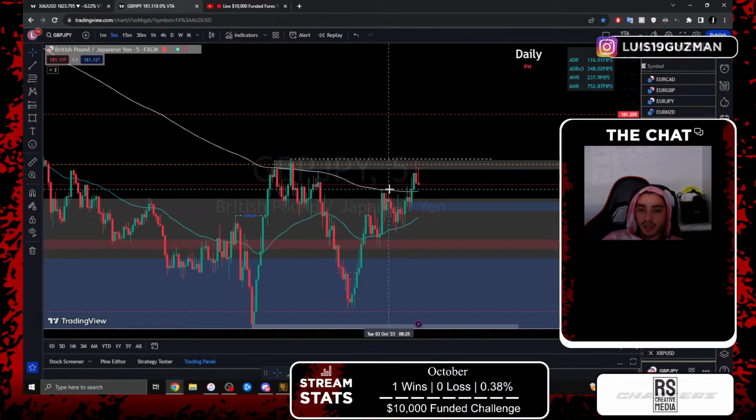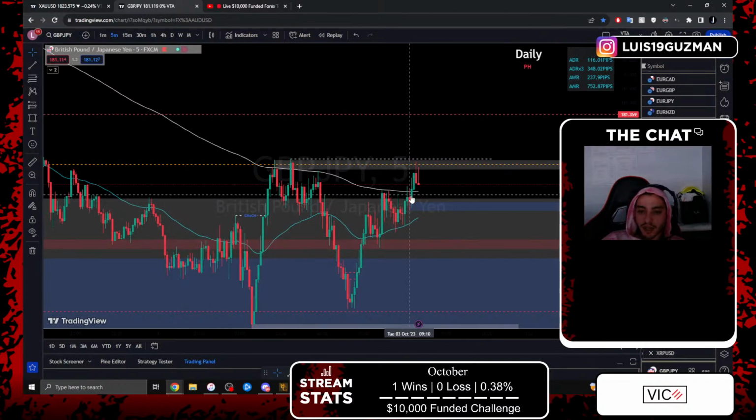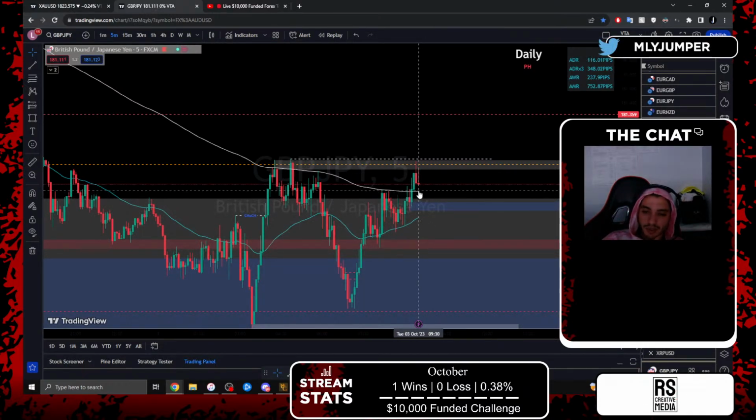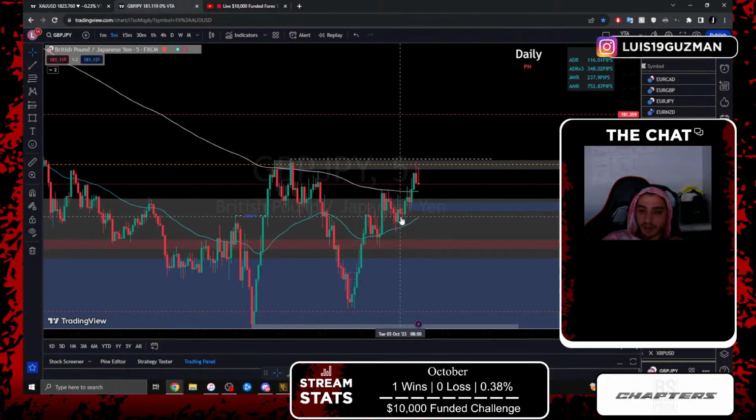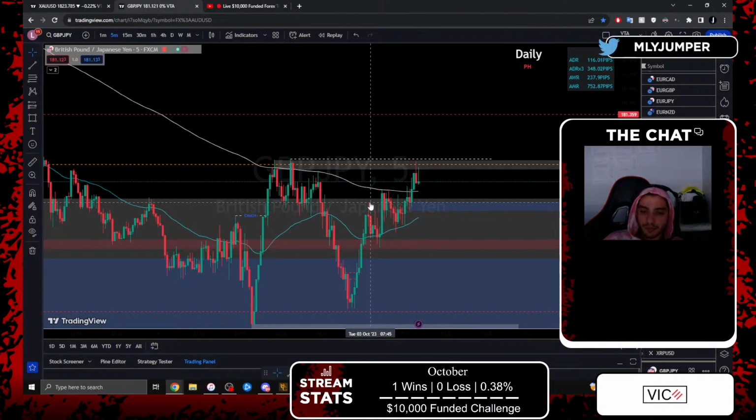So now I'm looking at internal structure, right? Higher high, higher low, higher high, higher low, higher high, boom. Right? I'm not gonna say this is the last red candle before the push, because the push happened here. It should be this one here. So, we'll see.